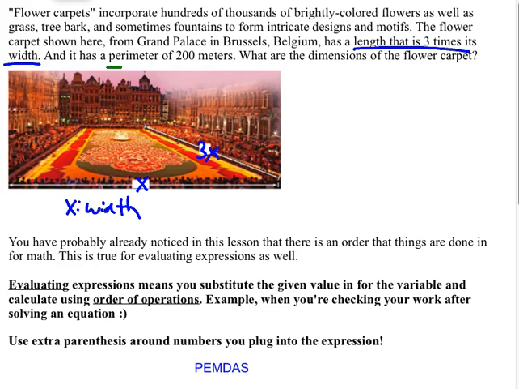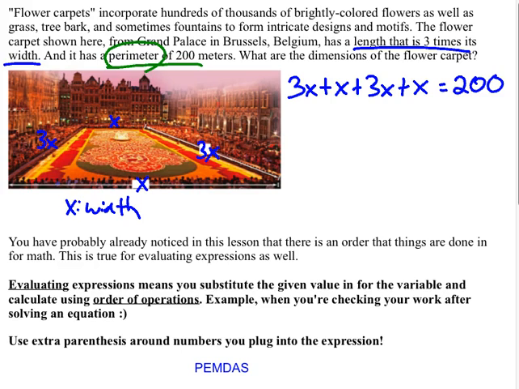So what's the next clue I can pull out of here? Well, it talks about having a perimeter of 200 meters. Perimeter, hopefully you remember that from geometry, is the distance around the object. So here what that means is I have another x on that side, another 3x on that side, and it's the sum of that entire way around. So if I'm making an equation, I have to add up all 4 of those sides. And what does that equal? It tells me that it equals 200.